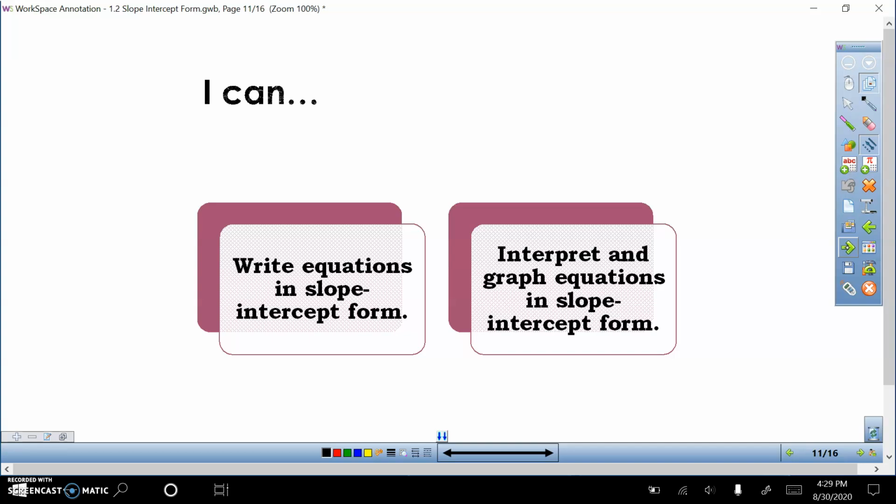All right, guys, so at the end of this video, you should feel pretty good about writing equations in slope-intercept form and interpreting graphs and equations in slope-intercept form.